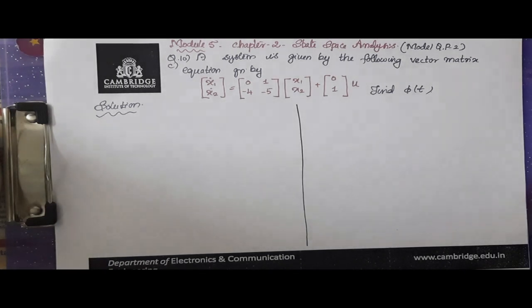Everyone, I welcome you all to this digital classroom for the subject control systems. Today we are going to solve a few of the example problems which have been taken from the model question paper which has been released by VTU recently, subjected to module 5 chapter 2 state space analysis. You can take down this question.